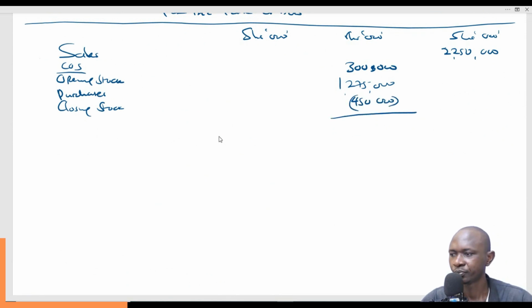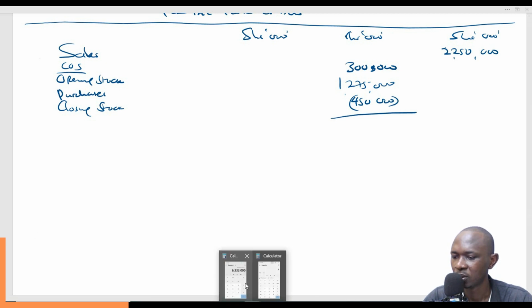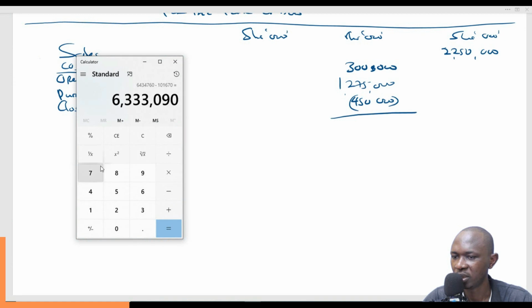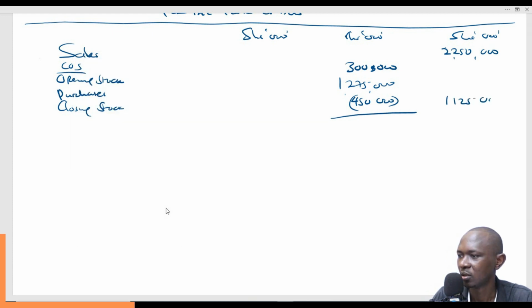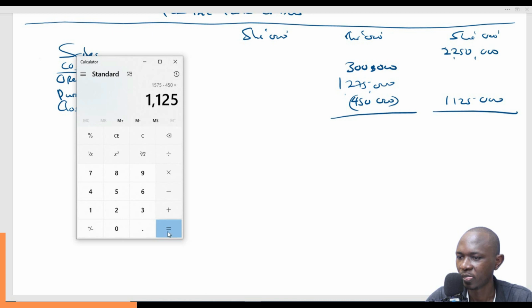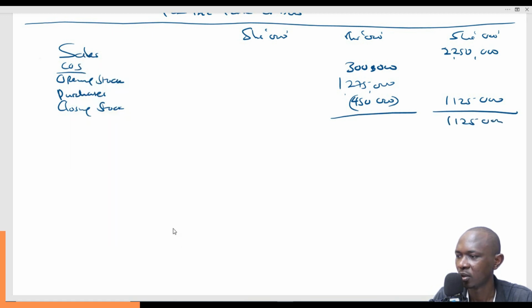So get the total. This will be 300 plus 1275 minus 450. That gives us 1125,000. So if we less this from that, you can see clearly the answer is 1125, but let's just, for the sake of it, confirm. 1125,000. This becomes our net profit.